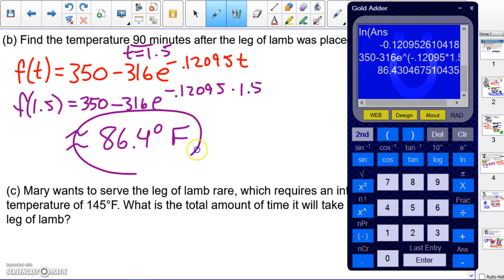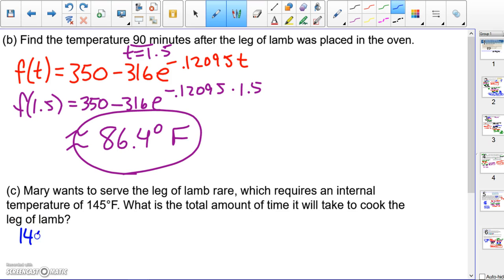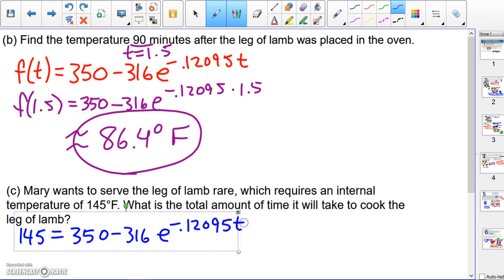degrees Fahrenheit. Part C, Mary wants to serve the leg of lamb rare, which requires an internal temperature of 145 degrees Fahrenheit. What's the total amount of time it will take to cook the leg of lamb? So we're going to use that same red formula from above, but the left side is going to be 145 degrees. So 145 equals 350 minus 316 e to the negative 0.12095 t.